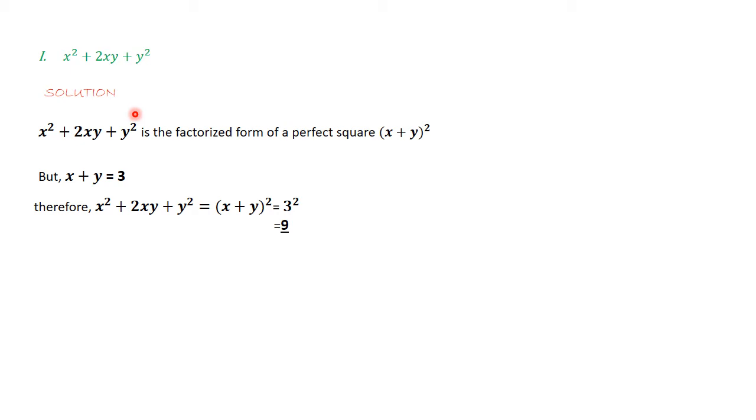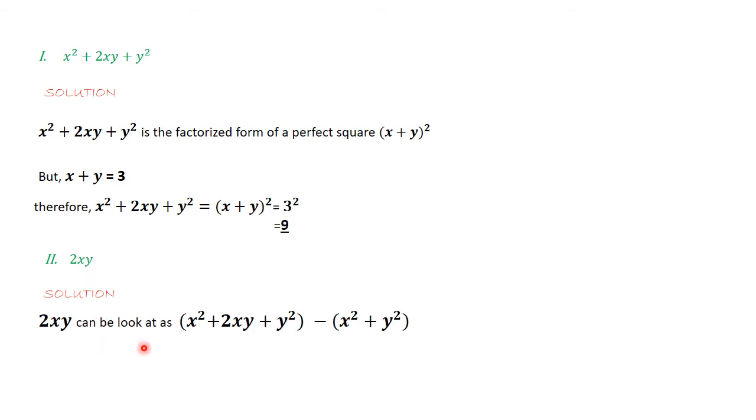We go to Roman 2. In Roman 2, we are told to look for 2xy. Now, it's important to notice that 2xy is the same as what we were given in Roman 1.